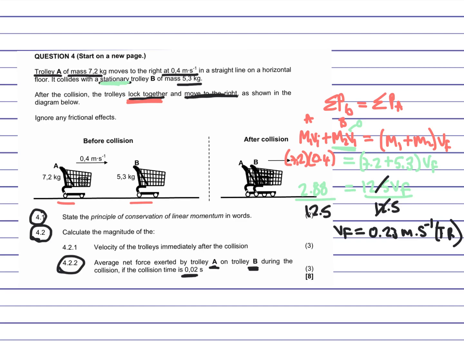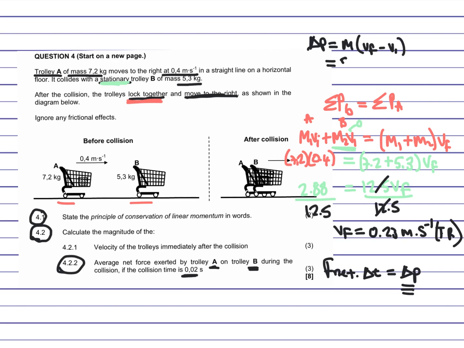So we know that now we are dealing with impulse. The only formula that includes forces is impulse. We know that formula is F net multiplied by delta t equals change in momentum. Now it's the force exerted by A on B, so we will use trolley B. Let's start by finding the change in momentum of trolley B. We have change in momentum, which is m times V final minus V initial.